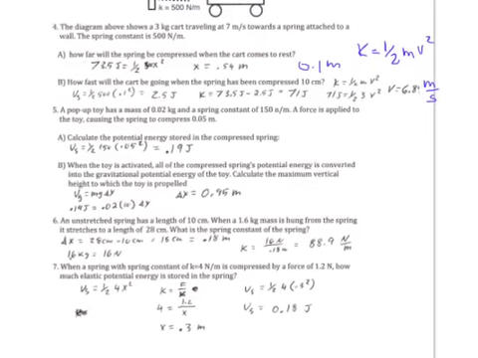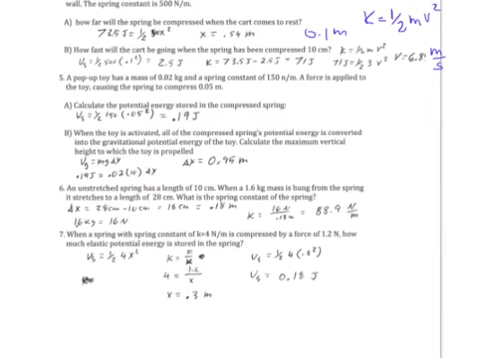And I think our last one here, is it? Yes, our last one is, alright, we have a spring with spring constant of 4 newtons per meter. It's compressed with a force of 1.2 newtons. How much elastic potential energy is stored in the spring? So in order to solve that, I have to use this equation here. So the elastic potential energy equals half the spring constant times x squared. Don't know what x is yet, so I'm going to figure that out.